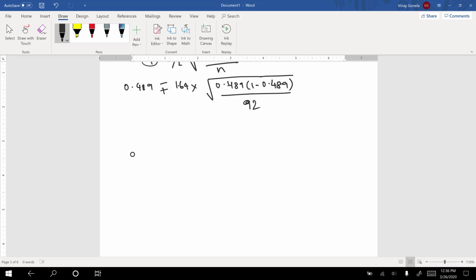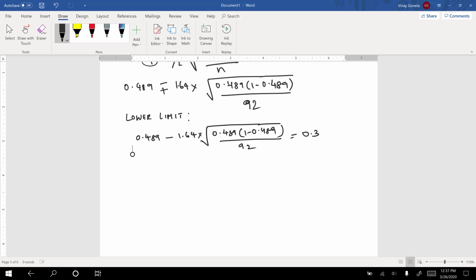So our lower limit would be 0.489 minus 1.64 multiplied by the square root of 0.489 times 1 minus 0.489 divided by 92. So that would give us 0.3719.